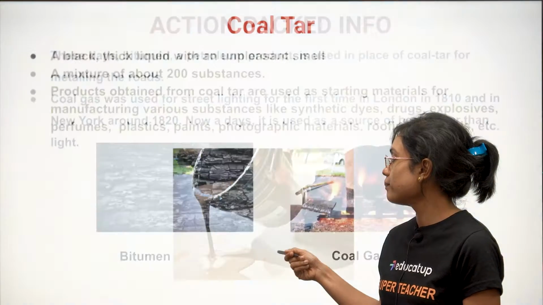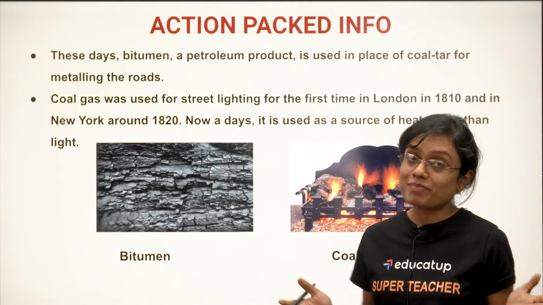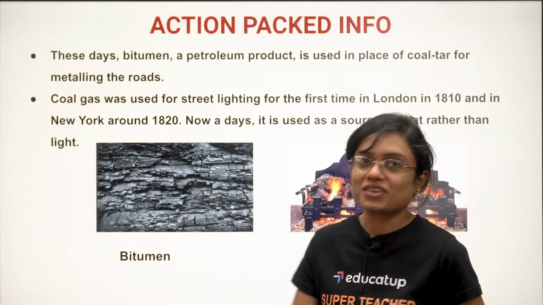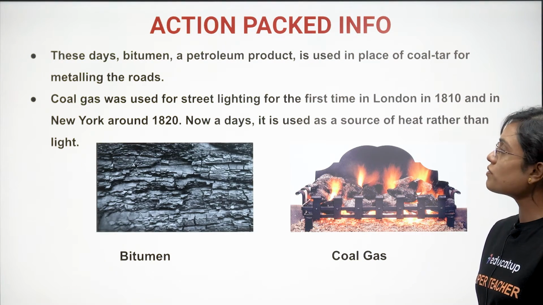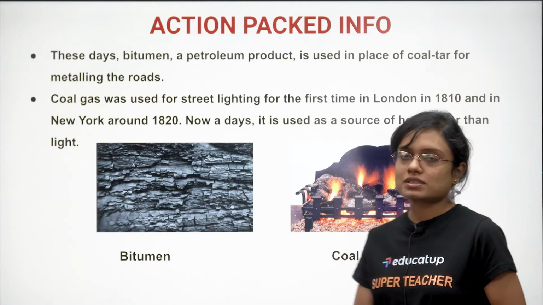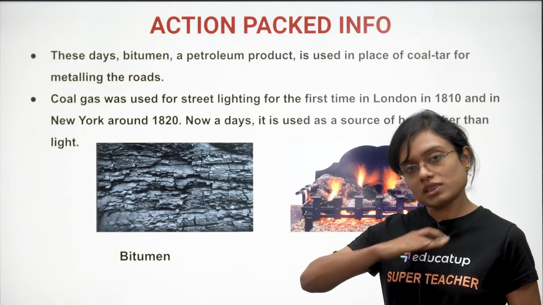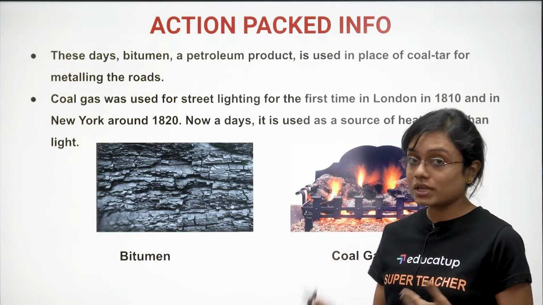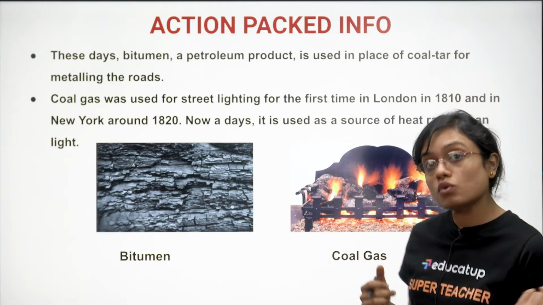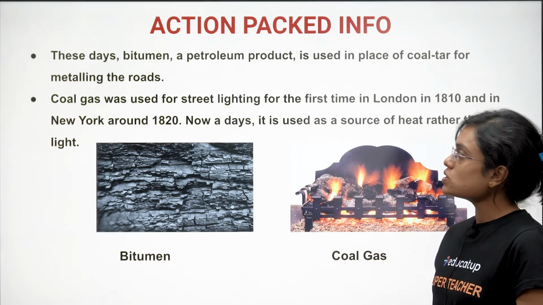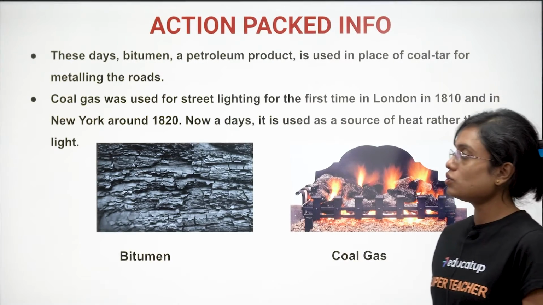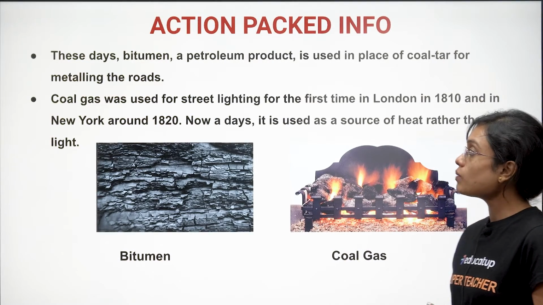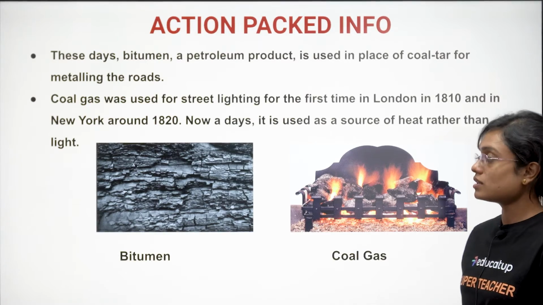Let's move ahead. Now, action-packed info, guys, something very interesting for you. These days, bitumen, a petroleum product, is used in place of coal tar for metaling the roads. Earlier, coal tar was used to build roads, but nowadays bitumen is used, which is a petroleum product. Coal gas was used for street lighting for the first time in London in 1810 and in New York around 1820. Nowadays, it is used as a source of heat rather than light.